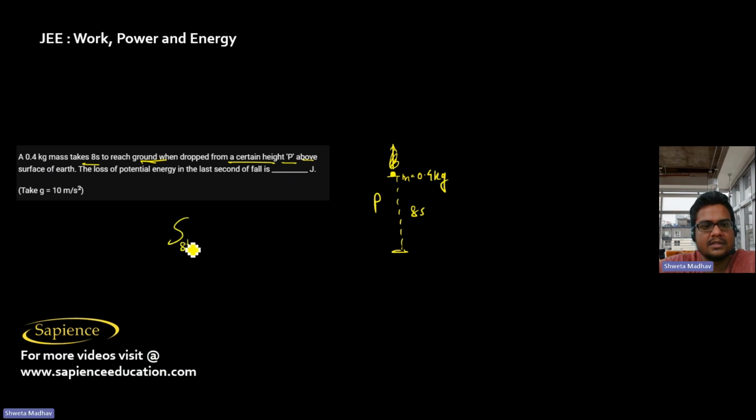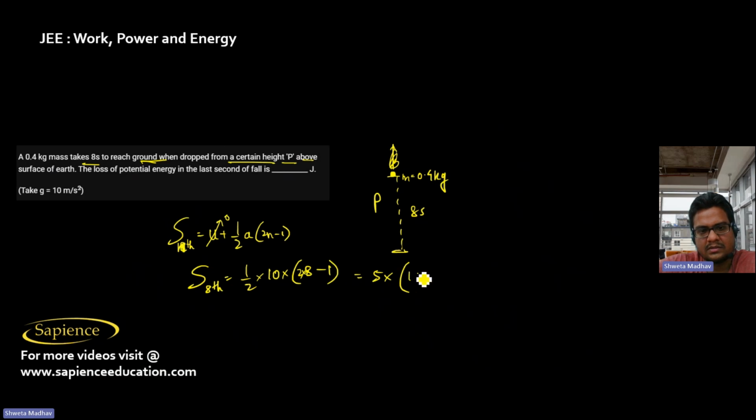So the displacement in the 8th second is equal to u plus half a into (2n minus 1), that is 2 into 8 minus 1, where s_n is the displacement in the nth second. Here u will be 0 since it is dropped. So half into g, that is 10, into (2 into 8 minus 1). This is 5 into (16 minus 1), that is 15. 15 times 5 is 75 meters.